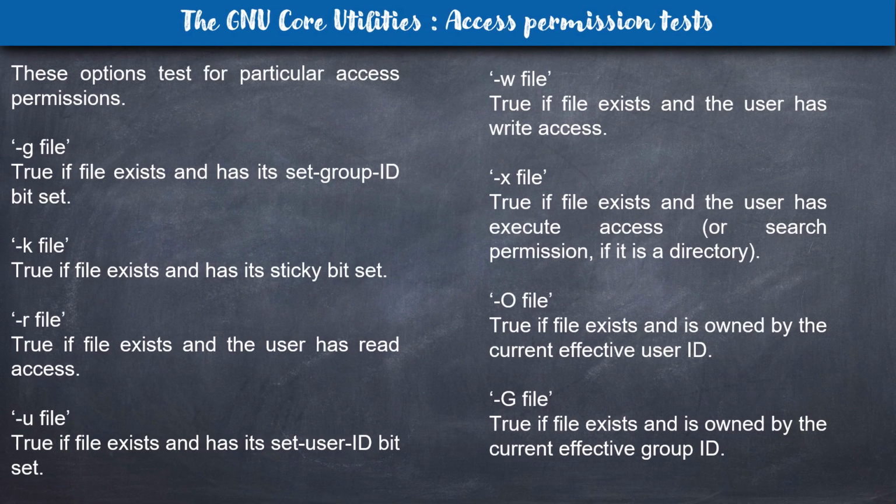So there are a few more commands I'll show you. Hyphen g is true if the file exists and its set-group-ID bit is set, like if it is a group. Hyphen k is the sticky bit. Hyphen r is true if the file exists and the user has read access. Basically, these are some conditions which you can refer to.